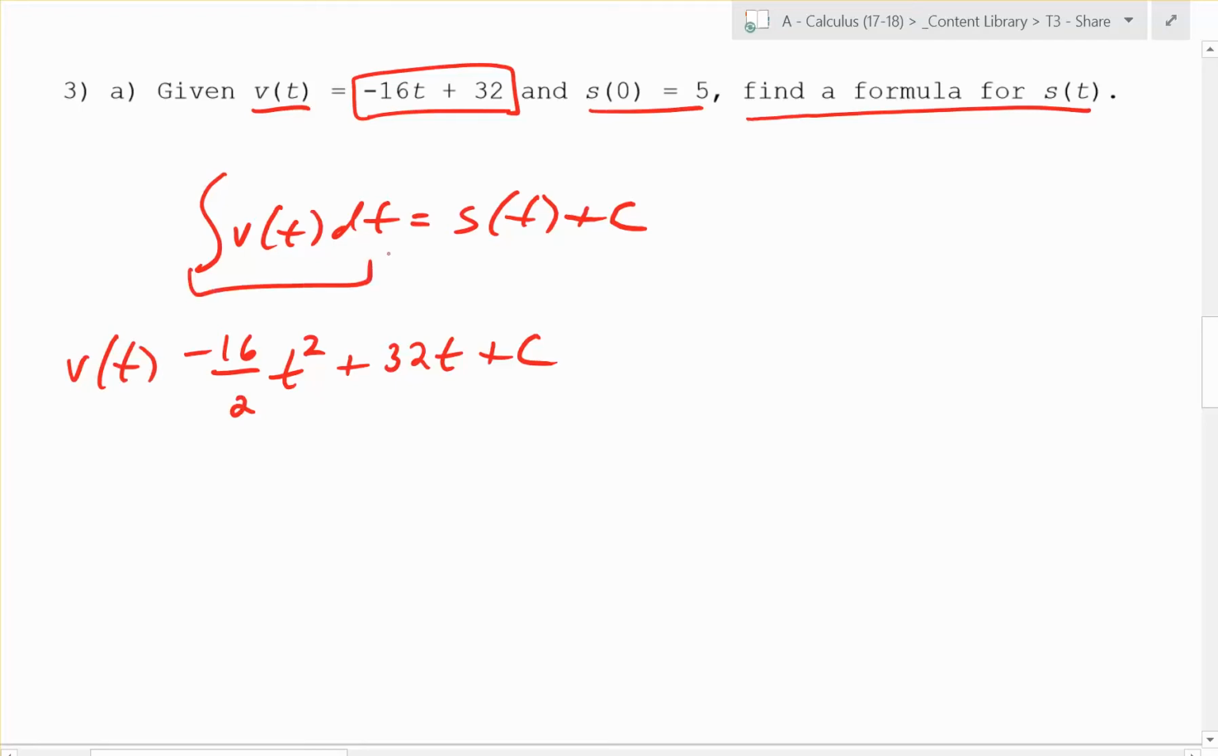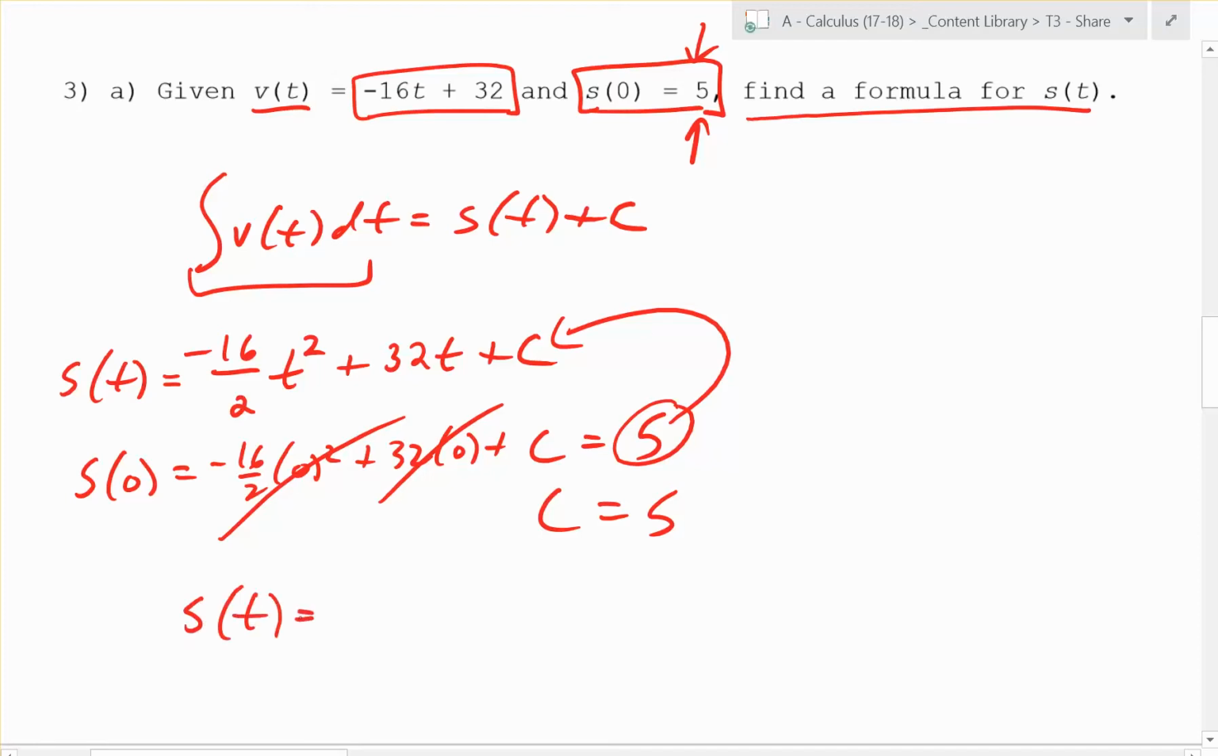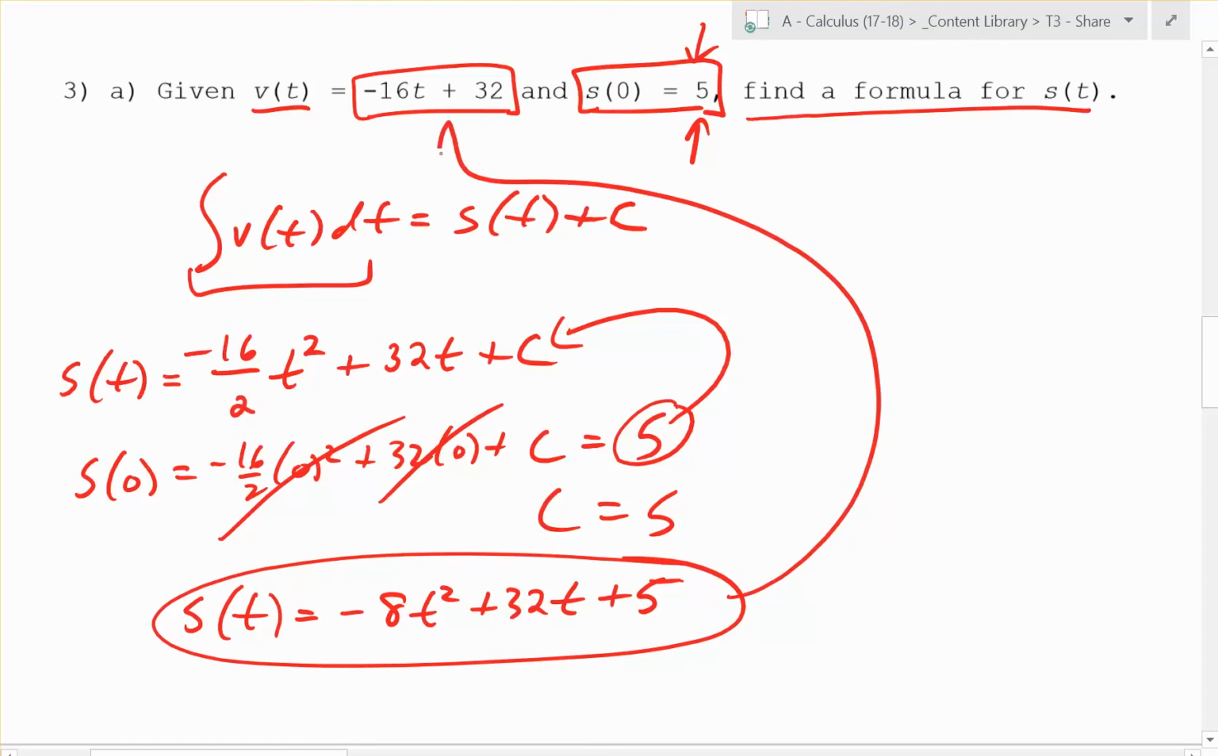Okay, that's nice, but we want to find a formula, and we now know that s of 0 is 5. Excuse me, that's not v of t, that's s of t right there. So when you plug in 0, you get 5. So s of 0, you end up with 0 here and 0 there. So you end up with negative 16 over 2 times 0 squared, plus 32 times 0 plus c, but you know that equals 5. So what does that tell you? Well, that's 0 and that's 0, so c is equal to 5. So now you plug it in there. So our final answer, s of t, and I'll simplify a little bit, negative 16 over 2 is negative 8t squared plus 32t plus 5. And you can test this because s of 0 is 5. And when you take the derivative of this, you get the velocity.